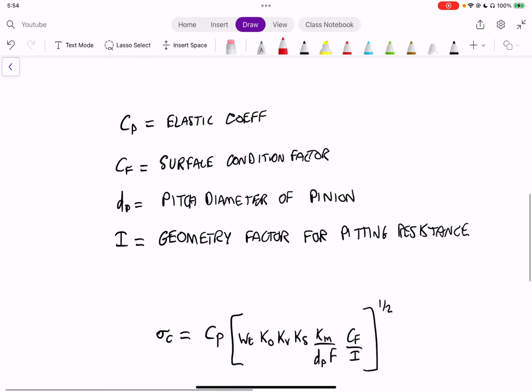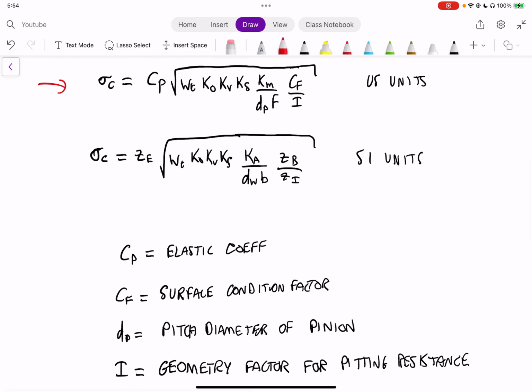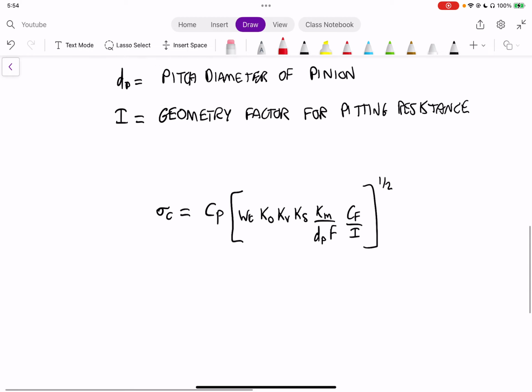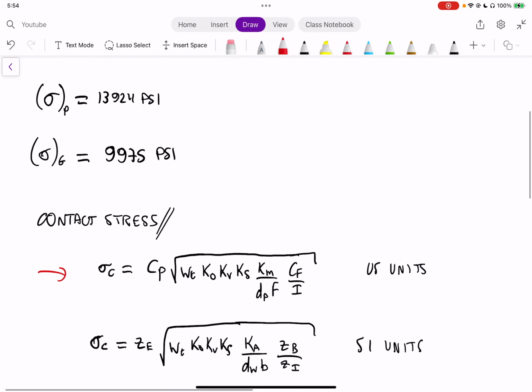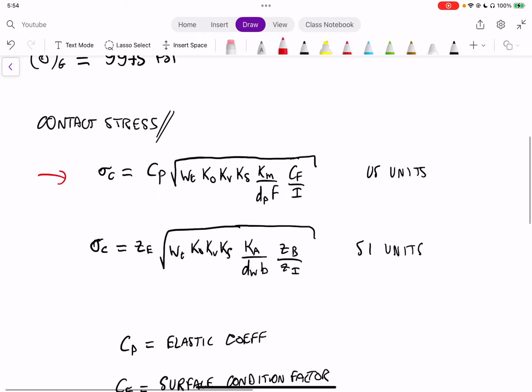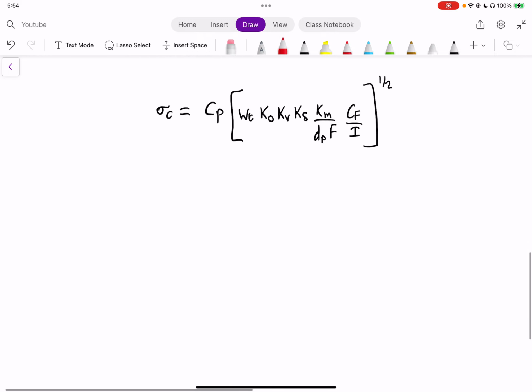And that basically gets us to where we need to start in terms of solving this example problem that we have at the top of the page. Going further, we can recall that sigma P was equal to 13,924 and sigma G was equal to 9,975 PSI, and we'll use that later on in this video to solve the whole problem and to solve the safety factor. So I just rewrote sigma C with the power of 1/2. It's exactly the same equation, just a slightly easier notation to look at. It just means square root as well.